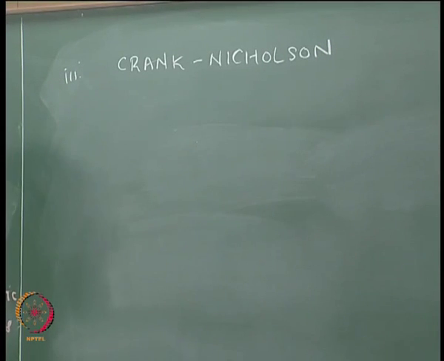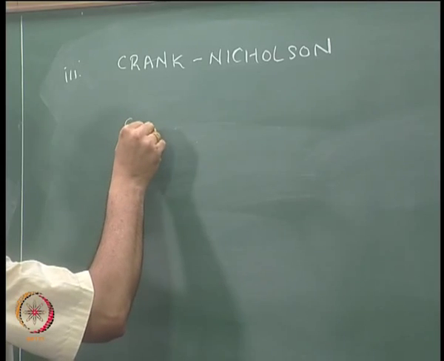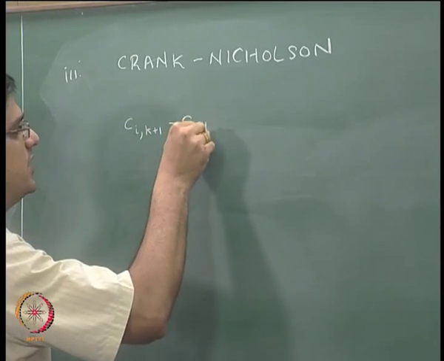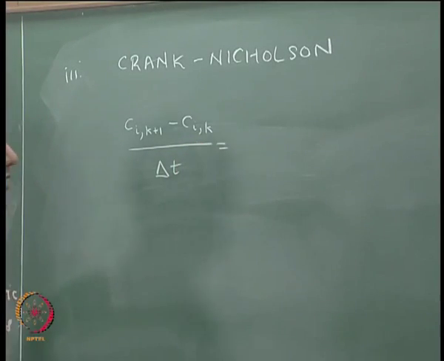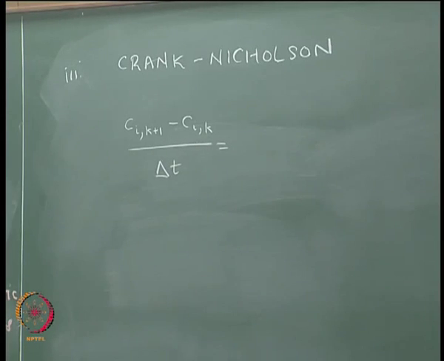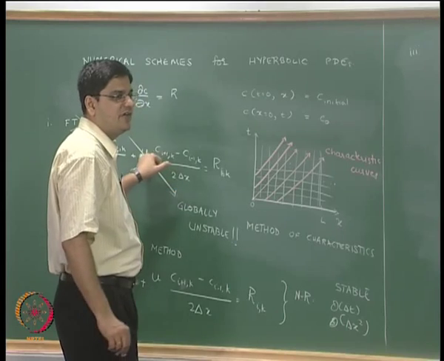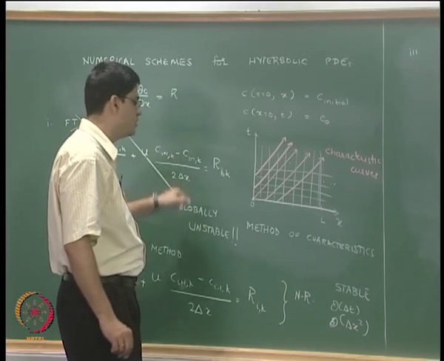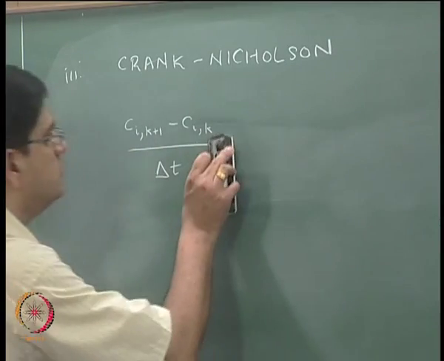Okay, and Crank-Nicolson is going to be exactly the same as the way we had used it for the parabolic PDE. In case of hyperbolic PDE, we will have (C(i,k+1) - C(i,k)) divided by delta t is going to be equal to u multiplied by, instead of this guy, an average of the value computed at k and k plus 1. So that is what we are going to have.